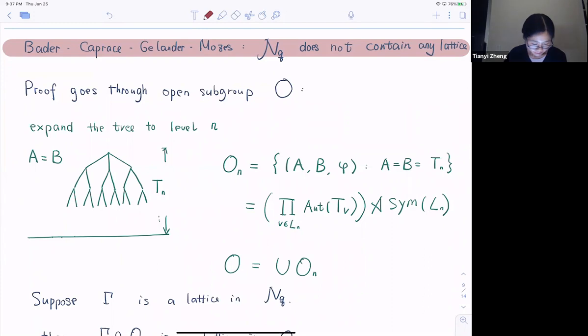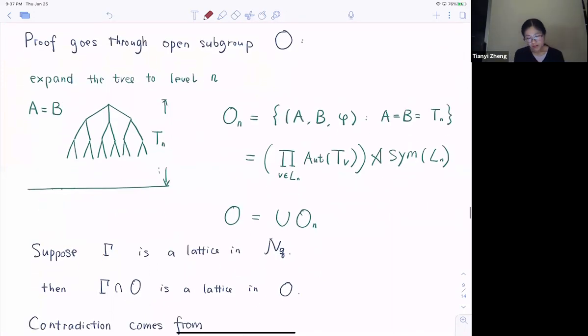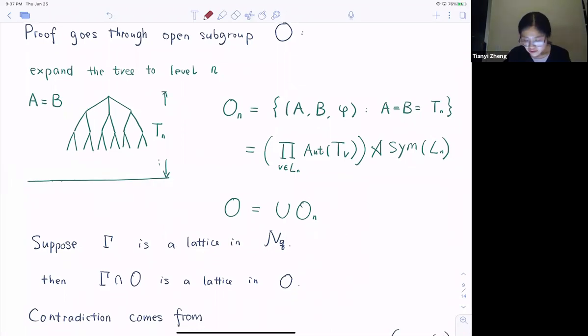have any lattice. It's quite easy to describe what this elliptic subgroup O is. Remember the tree diagram pictures we've seen before. Here, let's take some very special forms for A and B. We take A and B to be the same, and they're the finite subtree of level N. So you just start from the root and grow the tree for depth N. So you get this nice subtree.